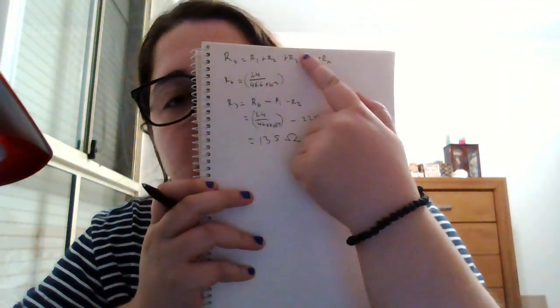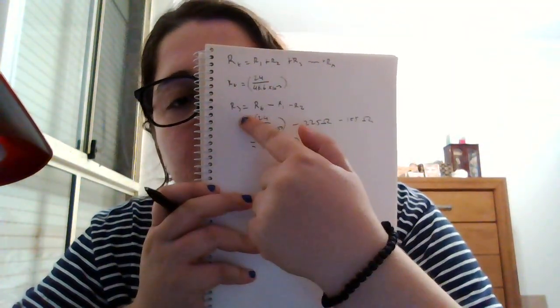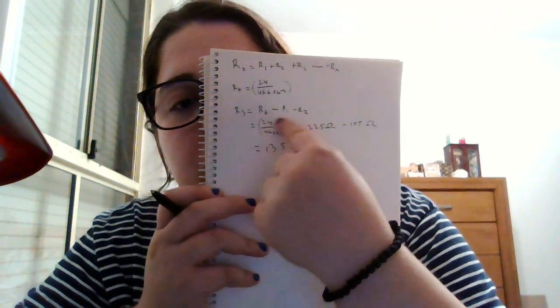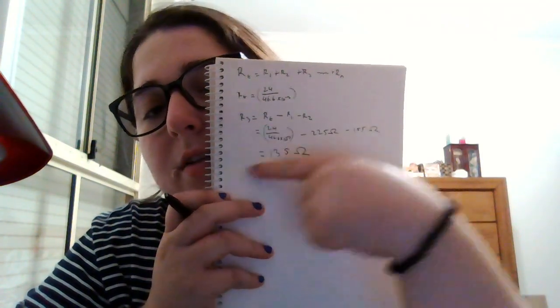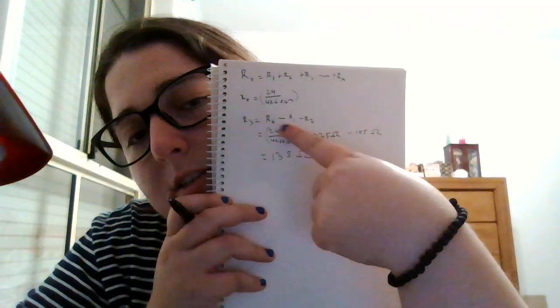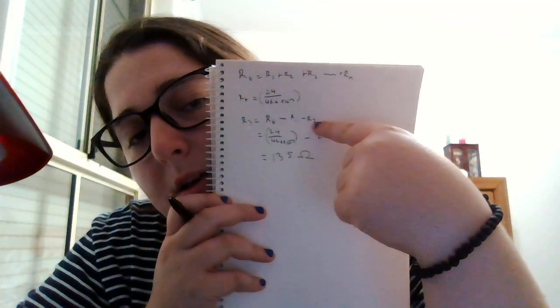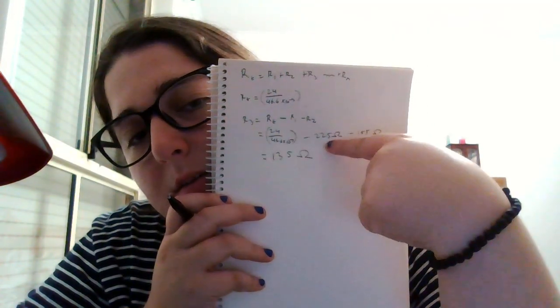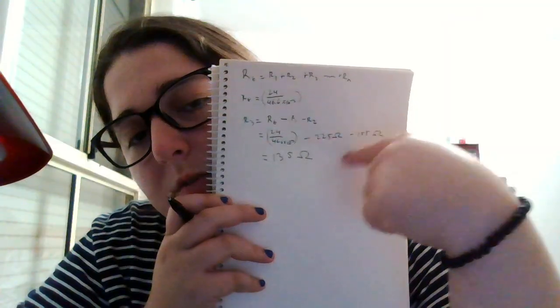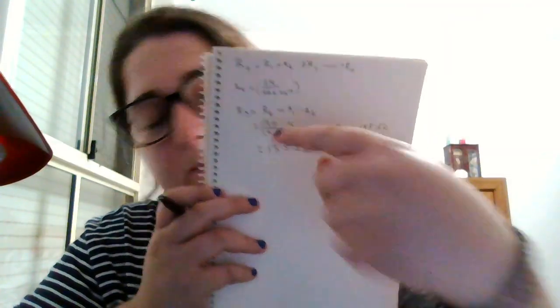So we have our initial formula, RT there. We found what our RT value is. We rearranged the formula, so we're finding R3. So that's RT minus R1 minus R2. RT minus R1 minus R2 equals that.